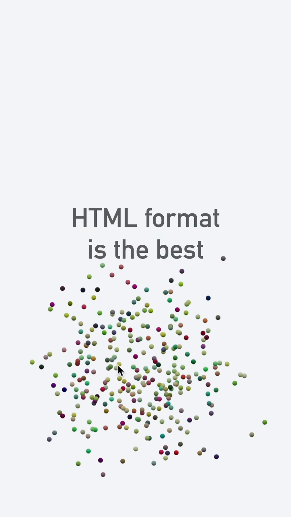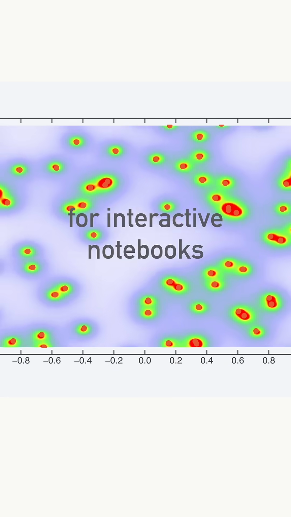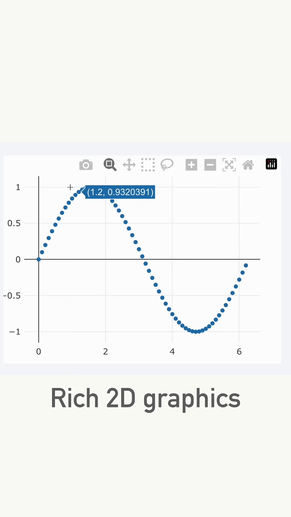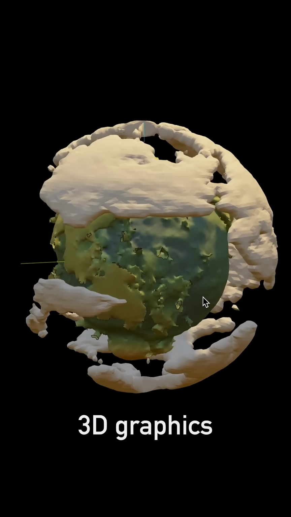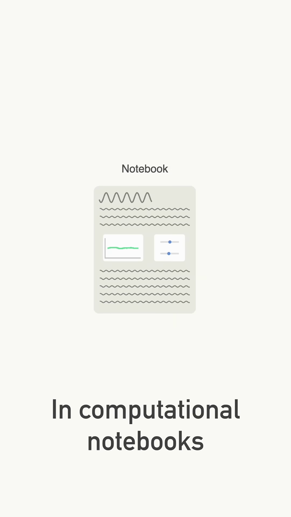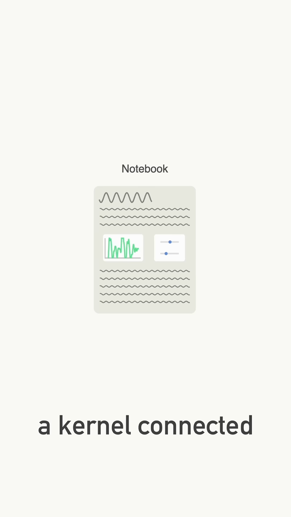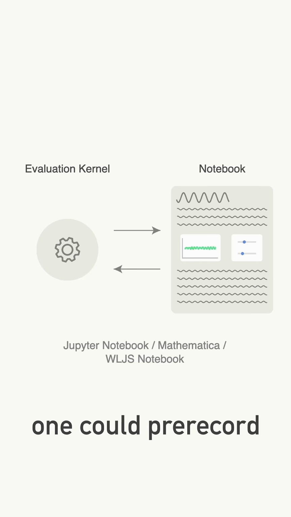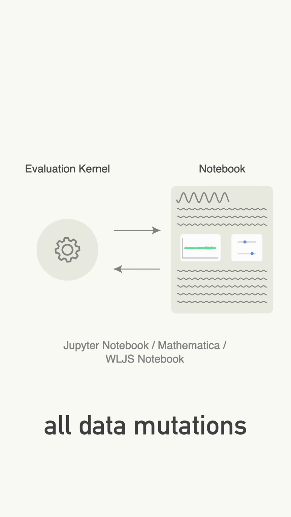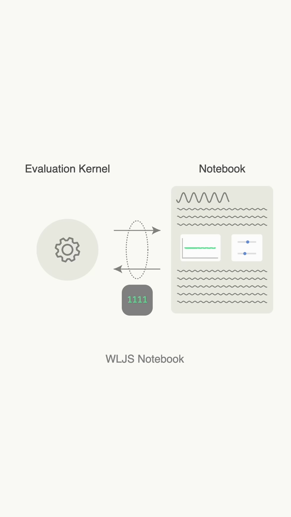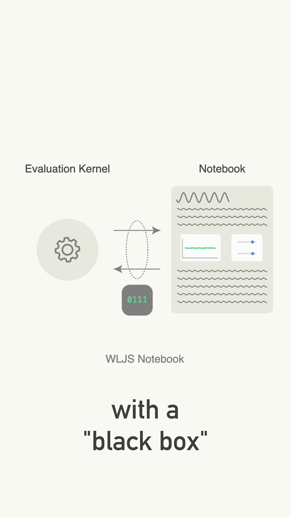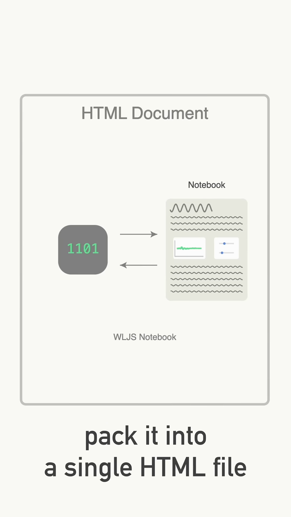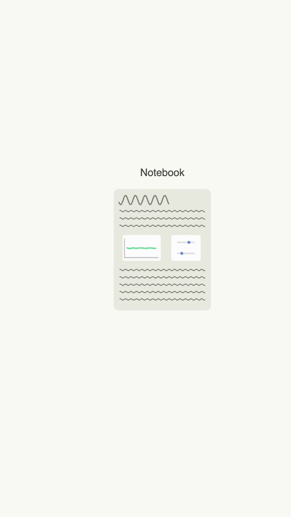HTML format is the best for interactive notebooks. Because it's as portable as PDF, it can include rich 2D graphics, 3D, and dynamic content. Computational notebooks normally have a kernel connected to a web page, and in theory, one could pre-record all data mutations and events, interpolate the gaps, replace an entire kernel with a black box, and then pack it into a single HTML file. Let's see how it works in practice.